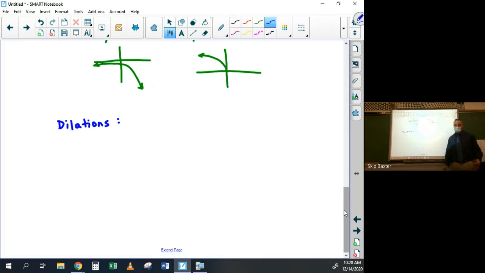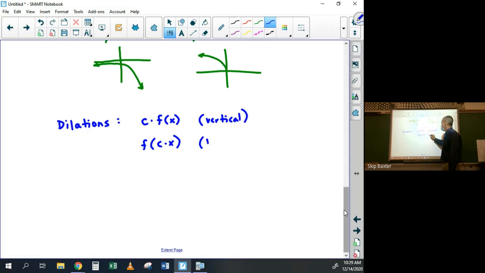So this is where you multiply by something. You can either multiply the whole function by something, or you can multiply just x by something. Multiplying the whole function by something stretches or shrinks it vertically, vertical dilation. And this is a horizontal dilation, stretches or shrinks it long ways, or horizontally.